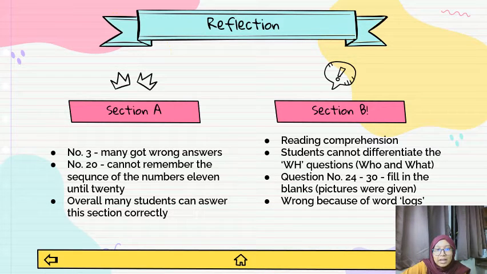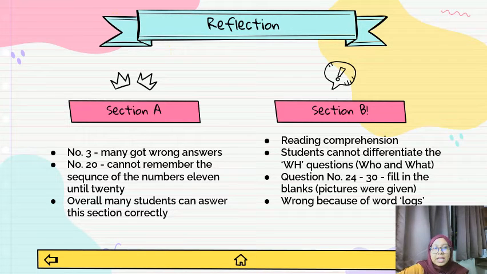Okay, I can reflect that section A, which is the multiple choice questions, MCQ, consists of 20 questions. And for me, those questions are quite easy. It is the lower level type of question. I can see that for number 3, many students got wrong answers. Here the students need to find the same beginning of word.